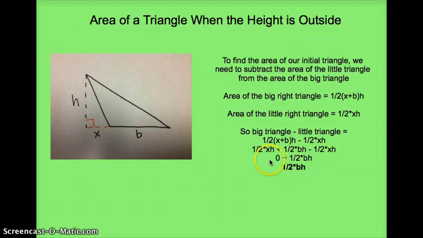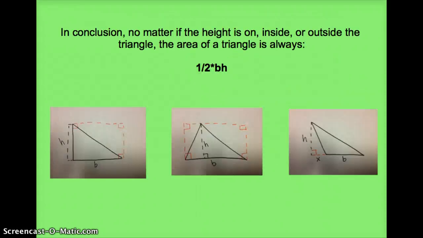Because we have a positive 1/2 XH and a negative 1/2 XH, those two are going to cancel out, and we're left with 0 plus 1/2 BH, which means that the area of the triangle when the height is outside is 1/2 base times height as well. So in conclusion, no matter if the height is on, inside, or outside of the triangle, the area of the triangle is always 1/2 base times height.